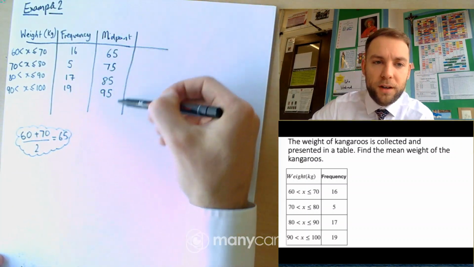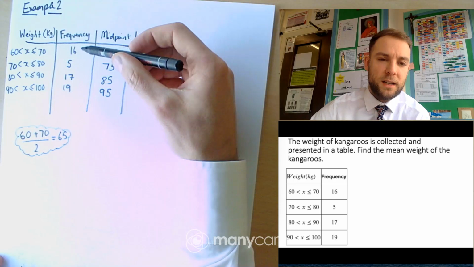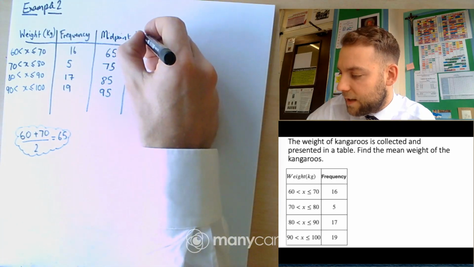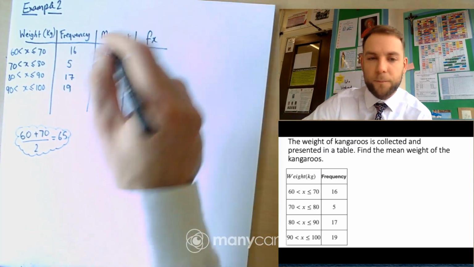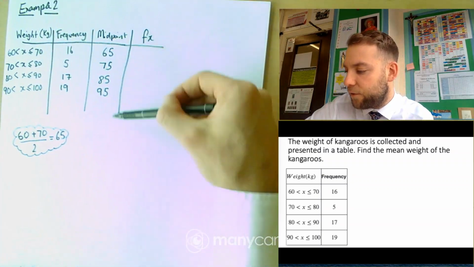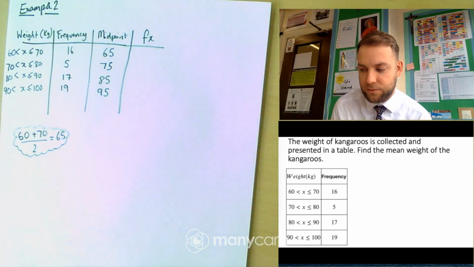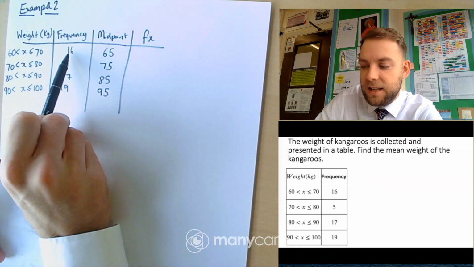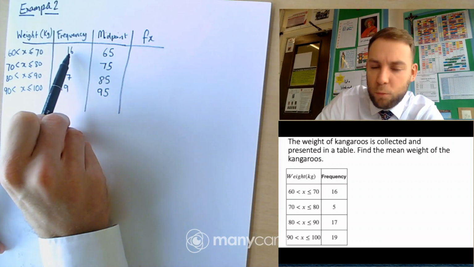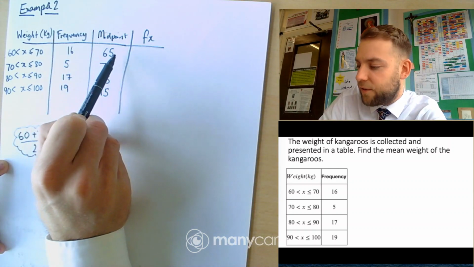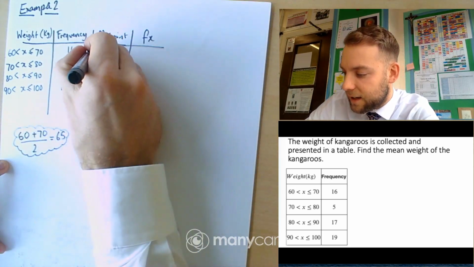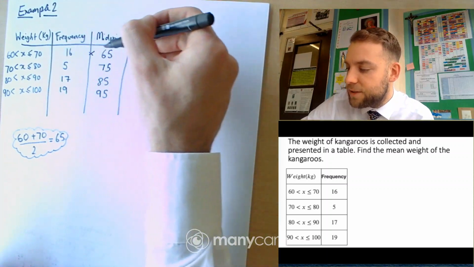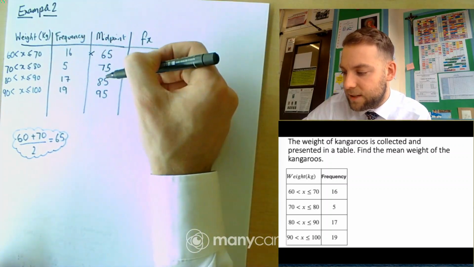So we've got our midpoint now, we've got our frequency, but we still need this FX column. This is the key one. This is going to be the average amount of weights for all of these kangaroos. So we've got 16 kangaroos with an average weight of 65. To find the weight of all those 16 kangaroos, I times this. This is going to give you your FX column. Again, it's just frequency times midpoint, frequency times midpoint, frequency times midpoint.